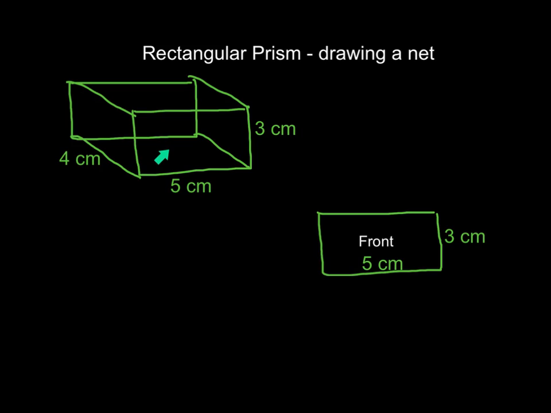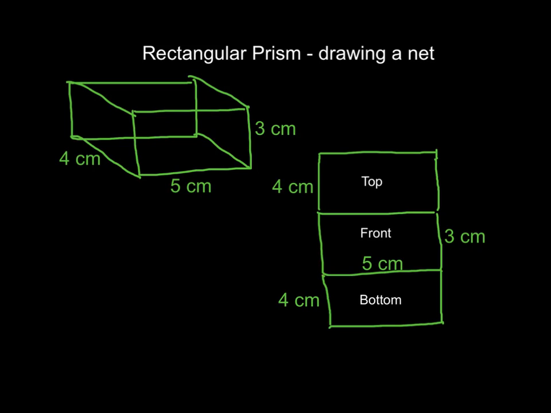We're going to start with the front, which is this rectangle here. It's a 5 by 3, so we draw a rectangle that's a 5 by 3. For the top, we're going to use this, which is the top of the box, and we're going to have that drawn out as a 4 by 5 because you have a 4 by 5 here. For the bottom, that is the bottom that the box is resting on, that's also going to be a 4 by 5. It matches up to the top. It's going to be opposite of the top.